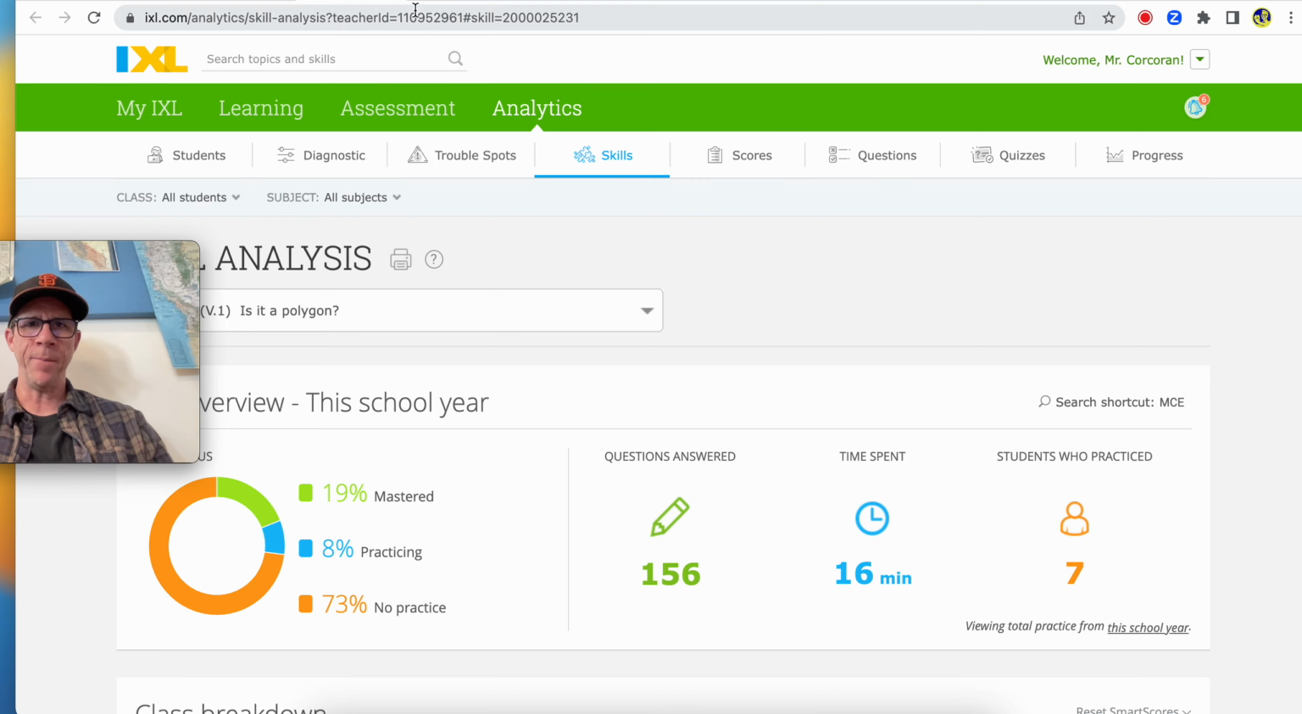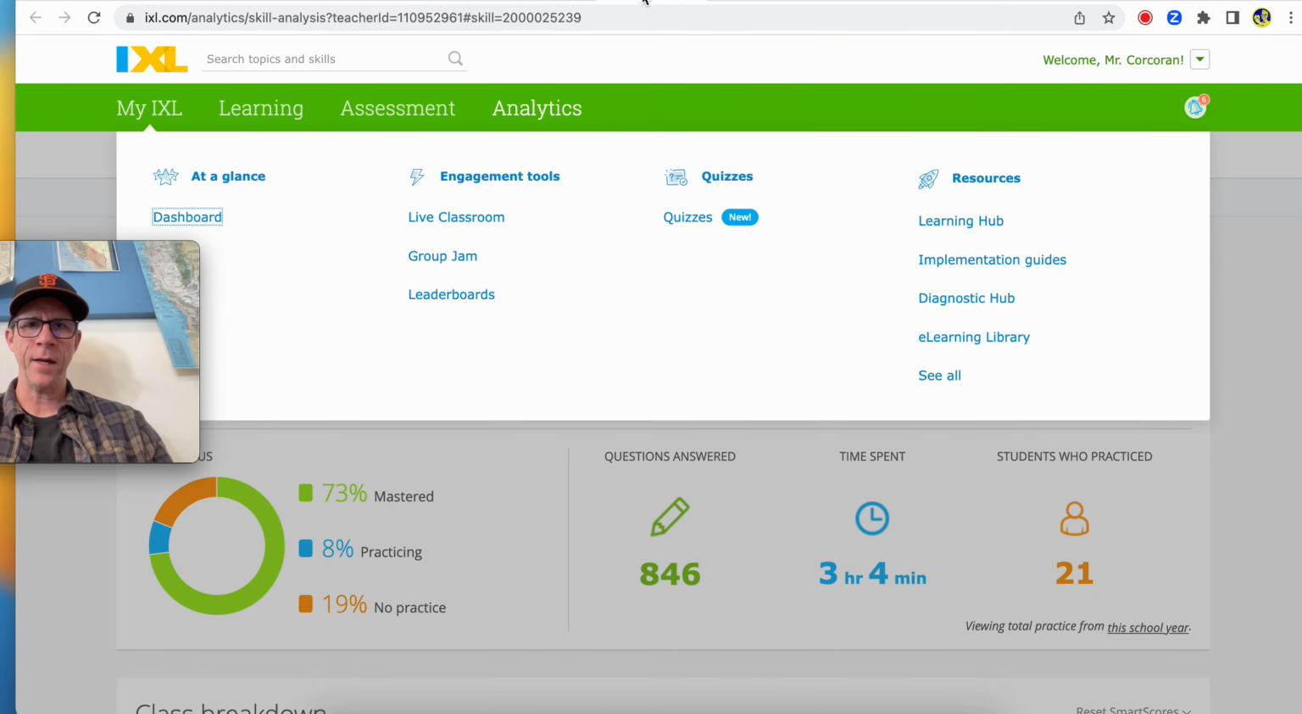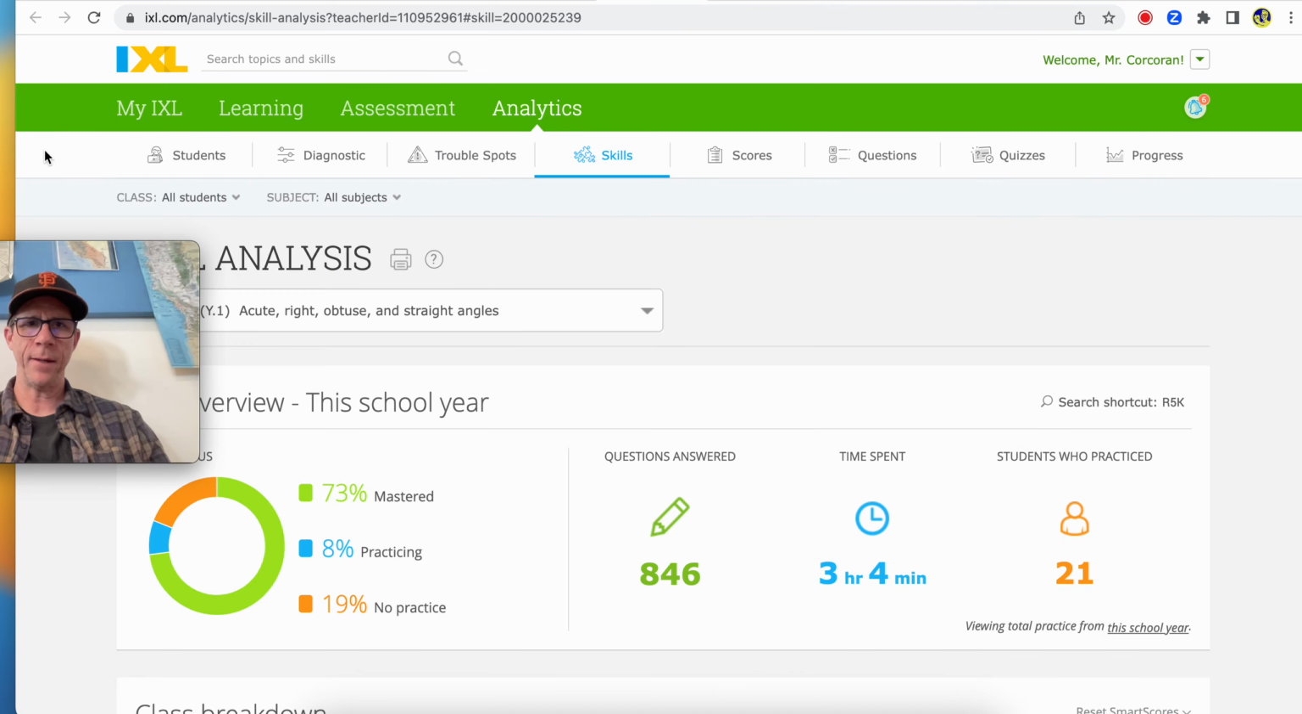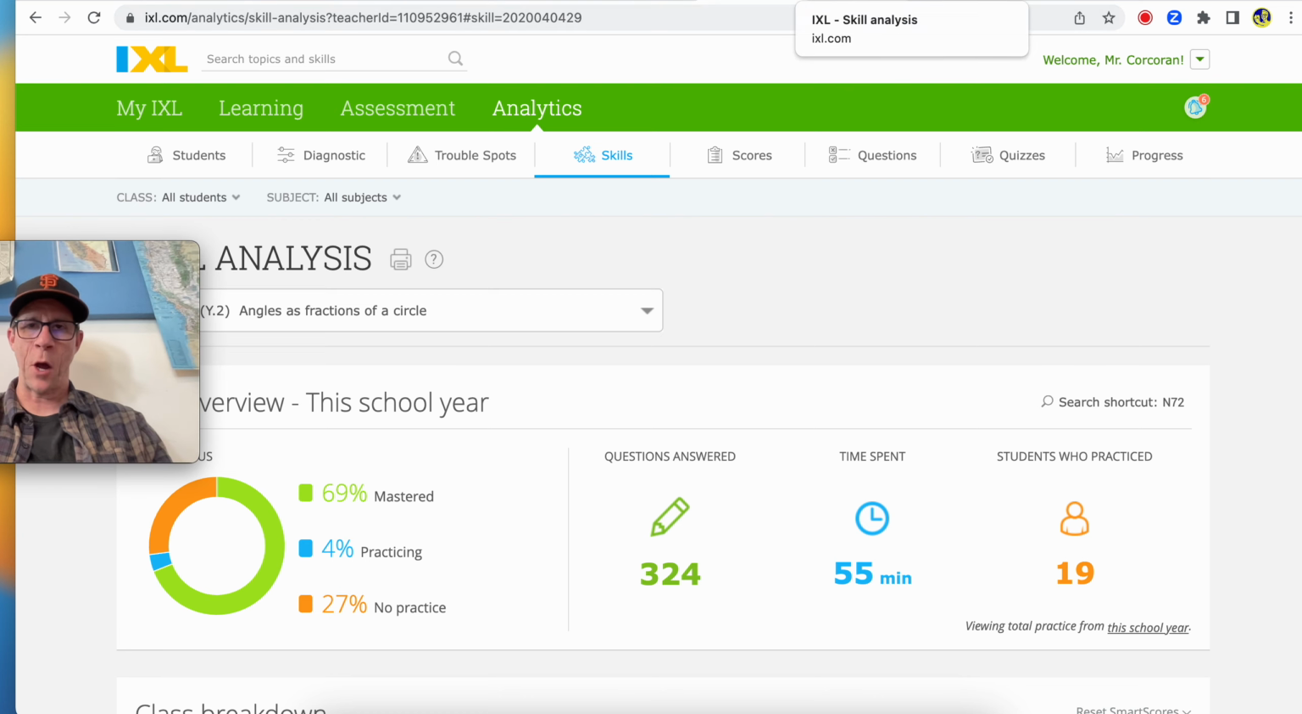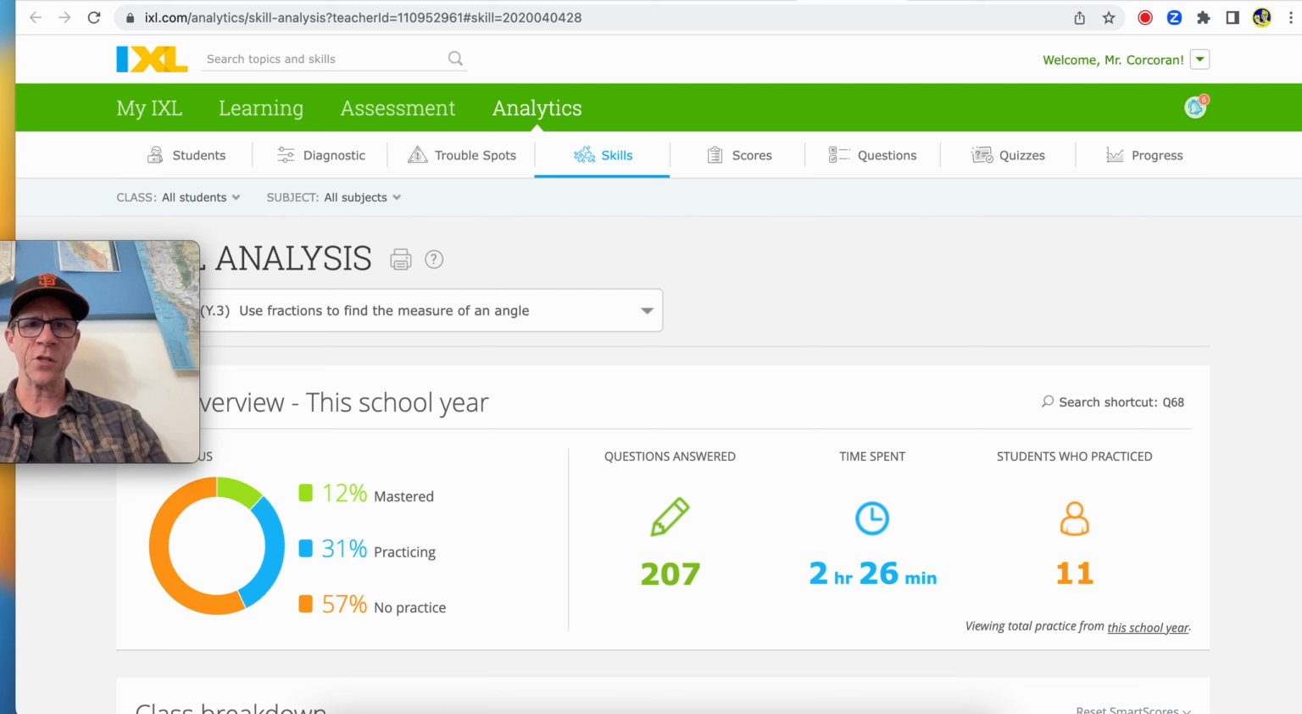So let's start with Y. Y1. So 73% mastered it. Y1 is all about angles. Y2 is they apply fractions of a circle, fractions and angles. And then lastly, using fractions to find the measure of an angle.